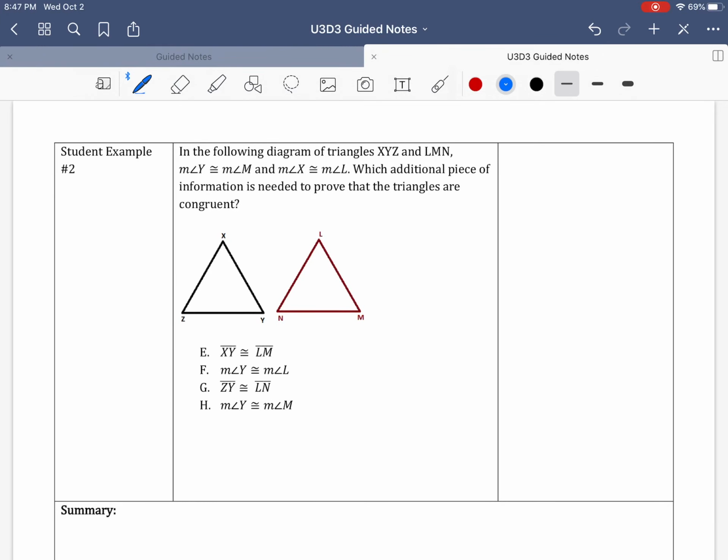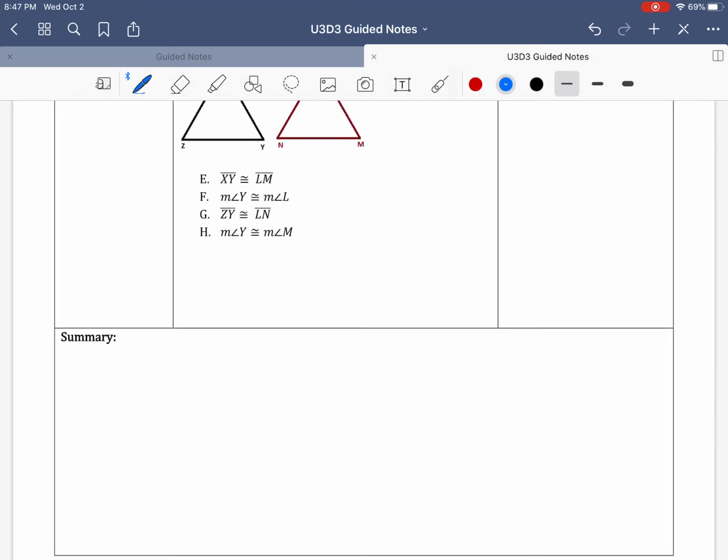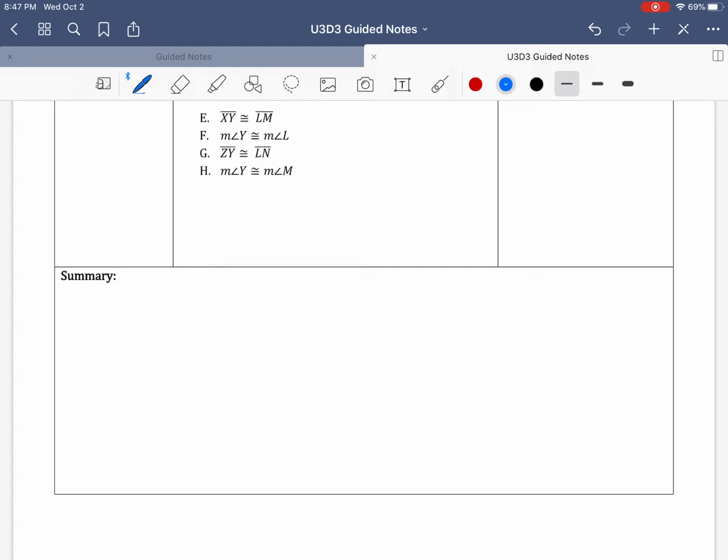Take a little bit of time to try student example number 2. And then make sure in the summary that you're writing 3 to 5 sentences, that you're including the objective in your summary, and that you're using the relevant academic vocabulary.